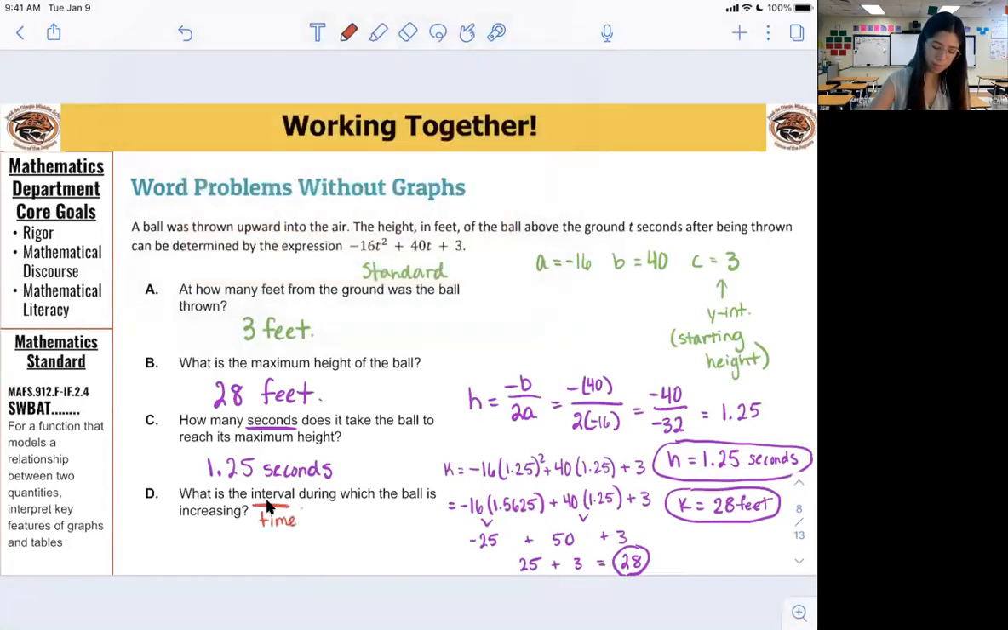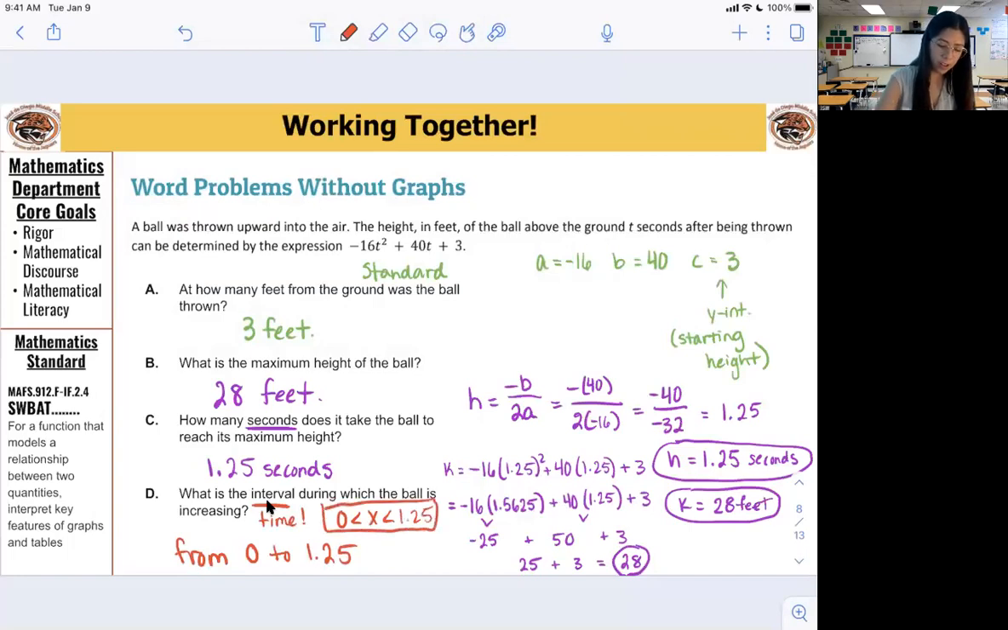So from 0 to 1.25. Good. From 0 to 1.25. And I'll show you that on the graph in a second. So 0 to 1.25, that's going to be 0 less than x less than 1.25.